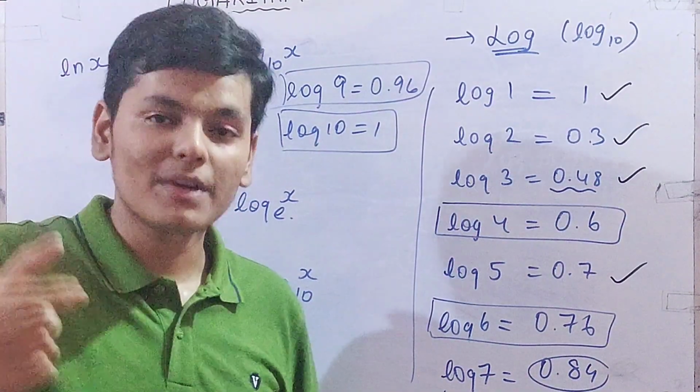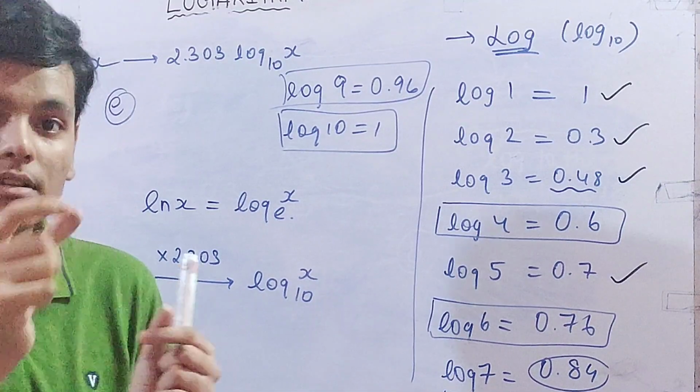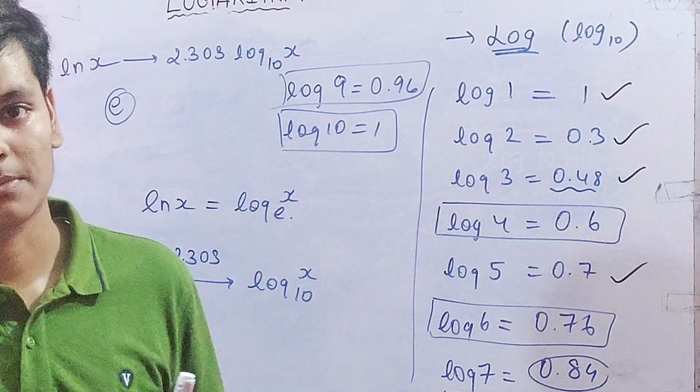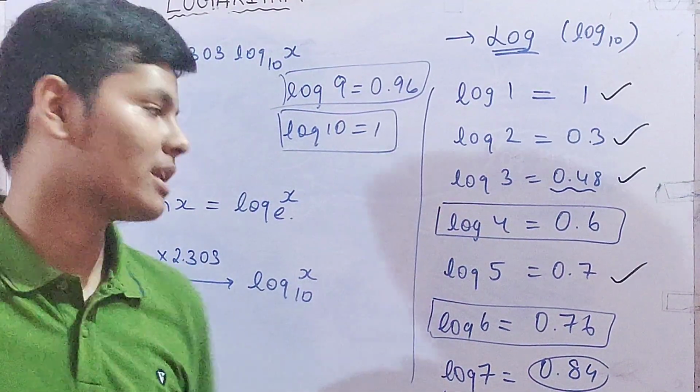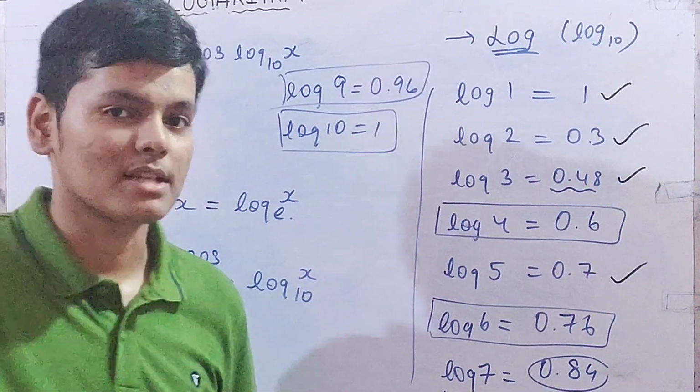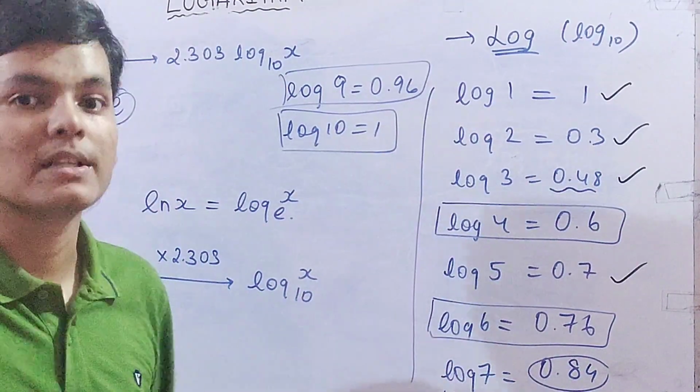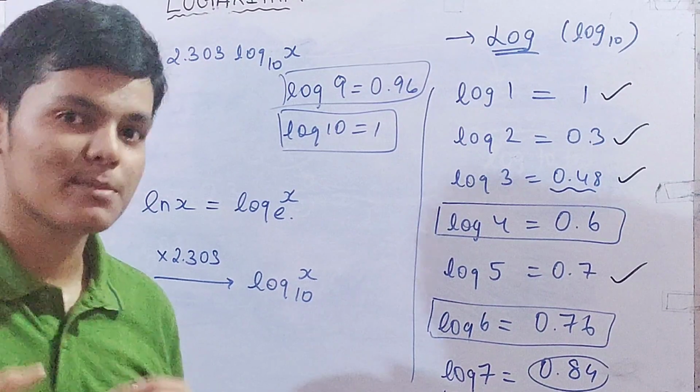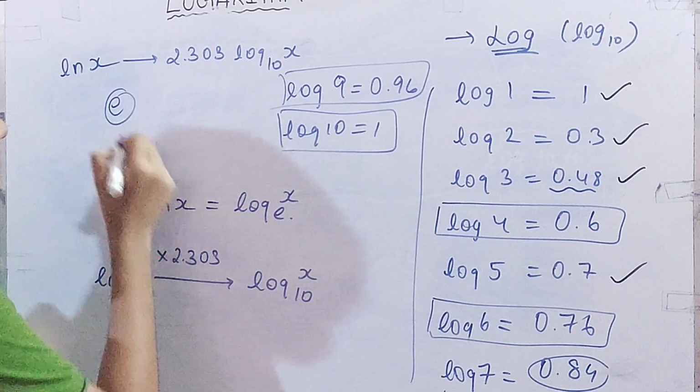To complete this topic, we need to learn about a very important thing that is called properties of logarithms. Because after learning the properties of logarithms, we will be able to derive all these formulas, all these numbers, all these values. Before moving on to that, we are going to discuss a very interesting topic, that is e.